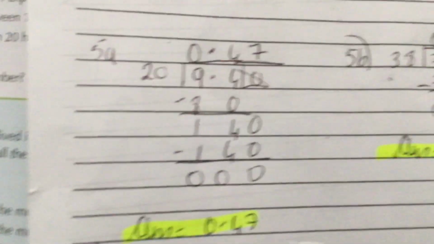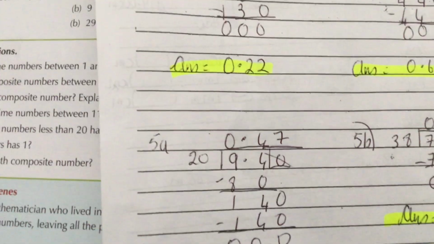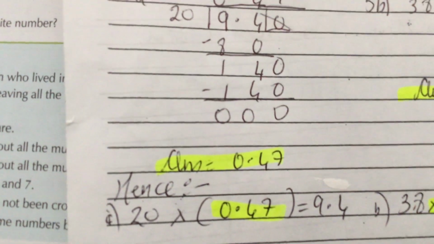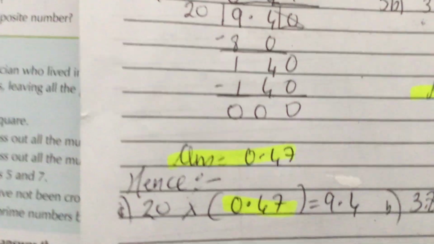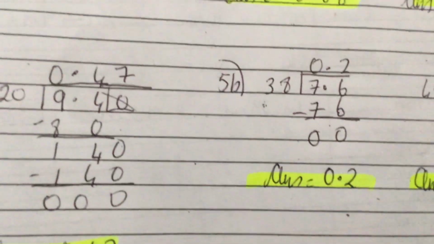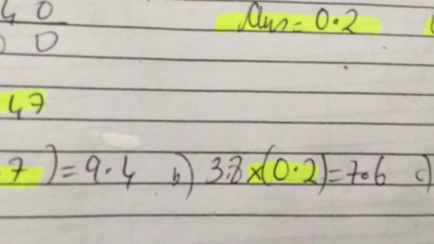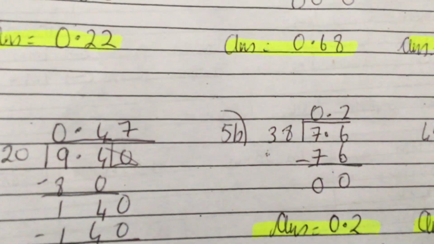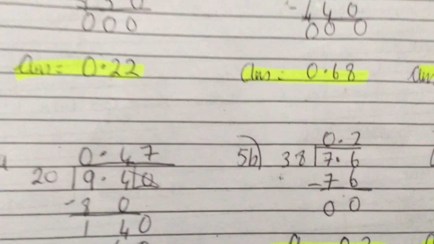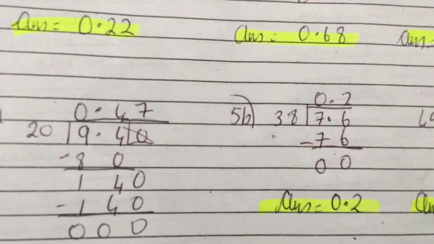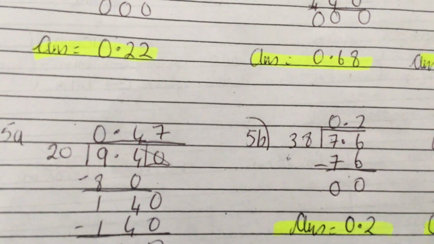Because if you multiply, for example, in this one, if you multiply 20 multiplied by 0.47, even do that on the calculator, you will end up with 9.4. And the same here, if you multiply 38 multiplied by 0.2, you will end up with 7.6. So we divide in to get the answer because division is the opposite of multiplication. So 38 into 7 will go, and we know that 38 times 2 is 76.